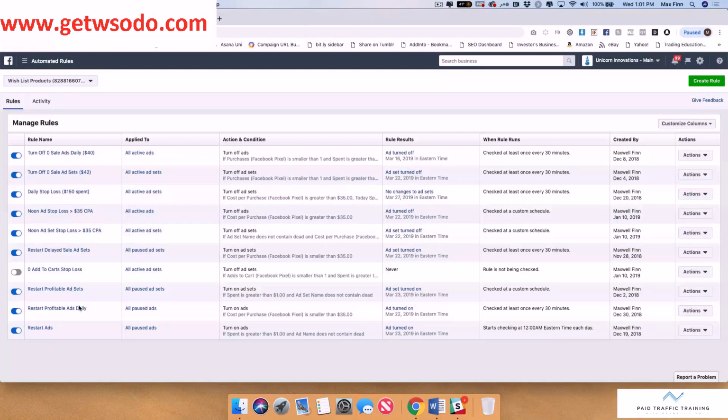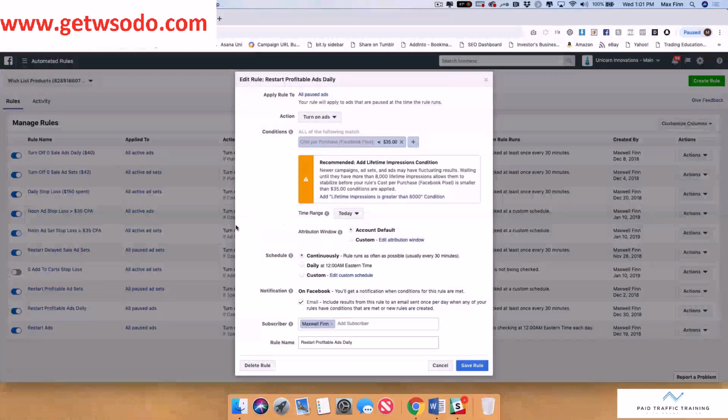So that's the restart on the ad sets. And then again, you want to do the same thing, but for ads. So for ads, turn on ads. This is actually a third rule or a fourth rule.